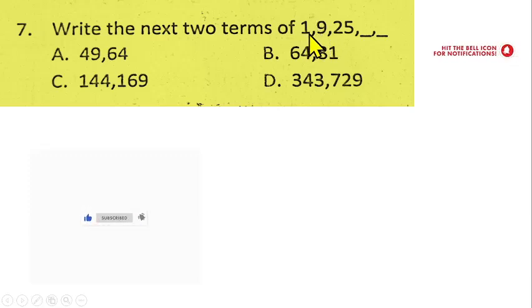You find the first odd number is 1; 1 square gives us 1. The second odd number is 3; 3 square is 9. The next odd number is 5; 5 square is 25. The next odd number should be 7; 7 square should give us 49. Then the next odd number should be 9.